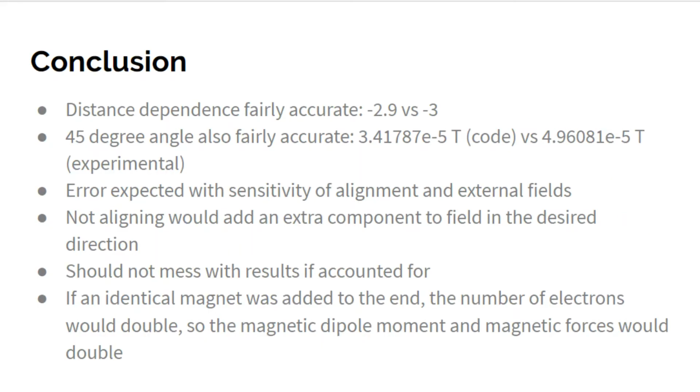So in conclusion, for our lab on distance dependence, our results are fairly accurate. The calculated value of n was negative 2.9. In reality, the value is 3, so they're very close, because the strength of the field is proportional to 1 over r cubed.